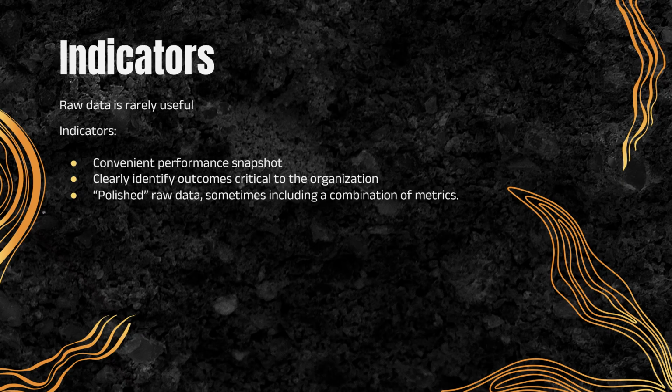It clearly identifies outcomes critical to the organization. And lastly, it's essentially polished raw data. You're doing something with it. We'll use the old analogy, I think everyone uses it at least once: you get a rock, you polish it up, you get a diamond, right? Or whatever the analogy is. It's basically what you're doing with your raw data. You're doing something with it to make it usable and then presenting it to the people who make decisions.